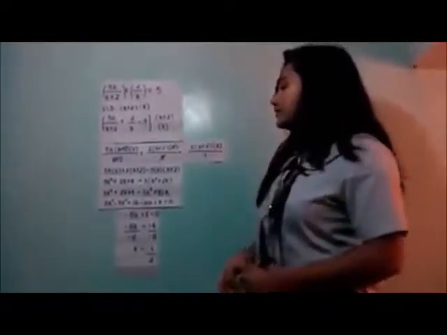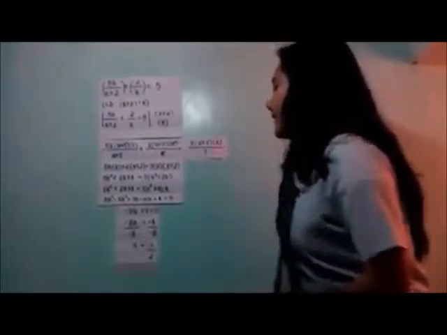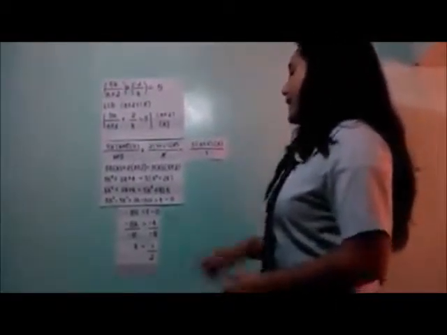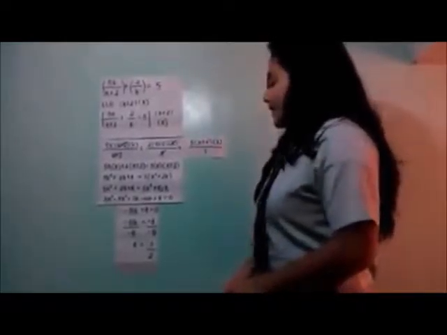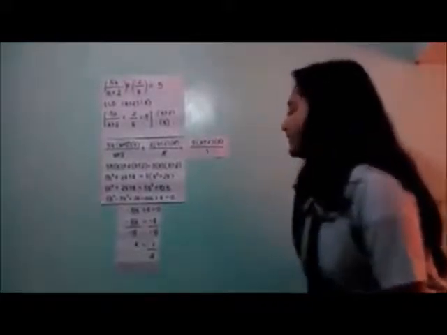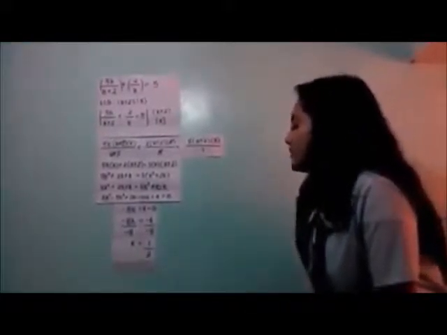To eliminate the coefficient of k, divide both sides by the negative 8. So it will be negative 8k over negative 8 equals negative 4 over negative 8. So we get the value of k here, which is 1/2.